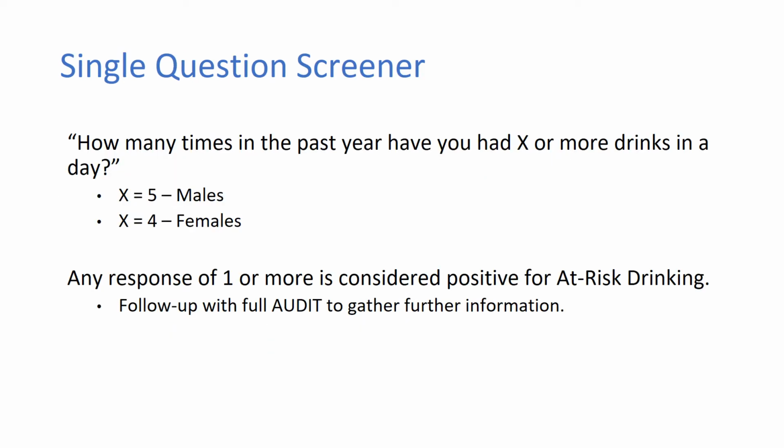So, single question screener, it's pretty simple. Simply say, how many times in the past year have you had X or more drinks in a day? And in this case, X is 5 drinks for a male or 4 drinks for a female. And any response of more than 1 day is considered positive for at-risk drinking. And if they have that positive response, you're going to move on to the full AUDIT in order to gather additional information about their behaviors.